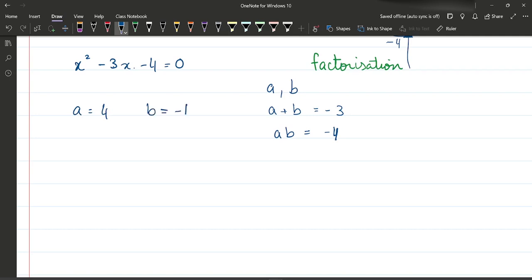Now let's check this. 4 plus minus 1 is indeed equal to minus 3. 4 times minus 1 is also equal to minus 4. So the values a equals 4 and b equals minus 1 satisfy these two conditions. So that means the answer to our problem here is x equals 4 and x equals minus 1.